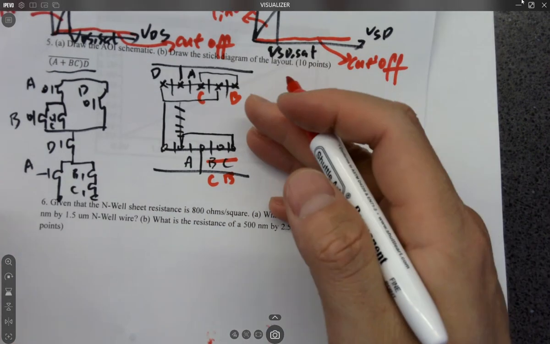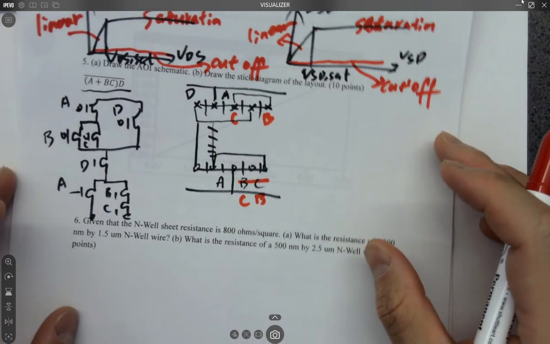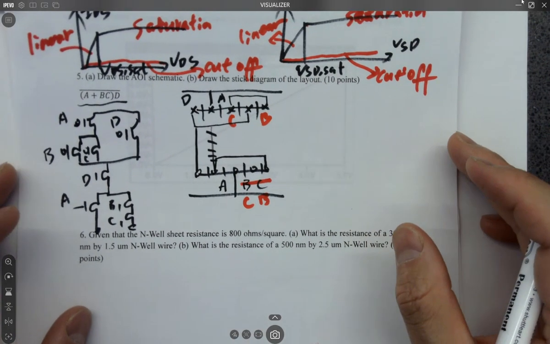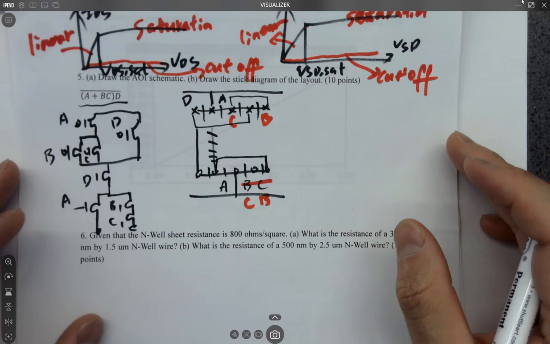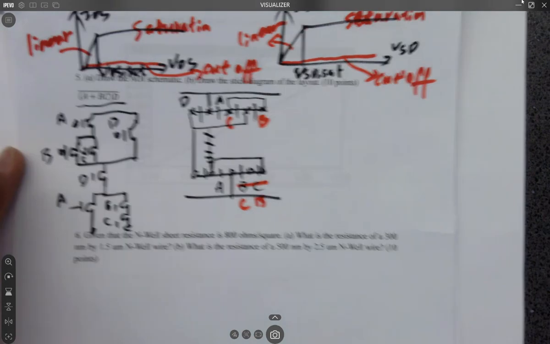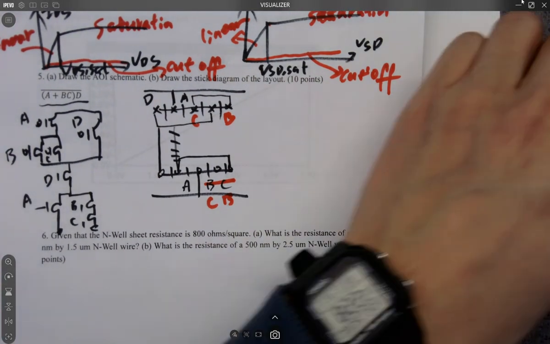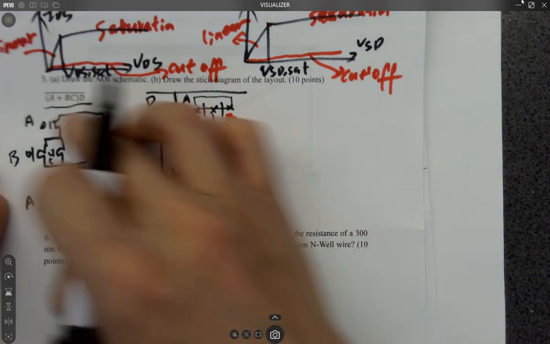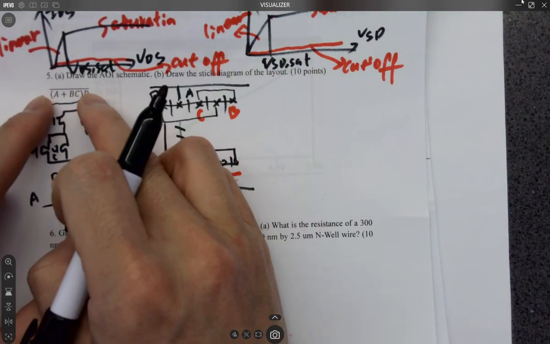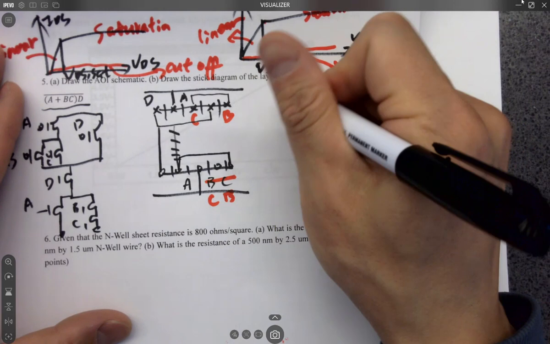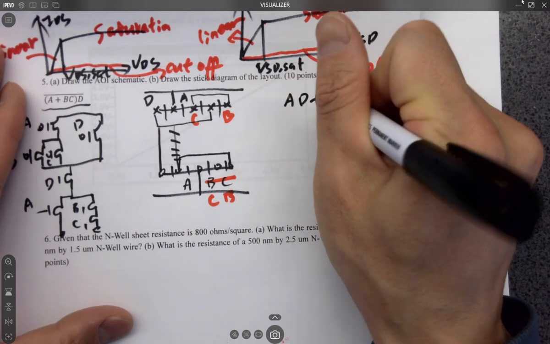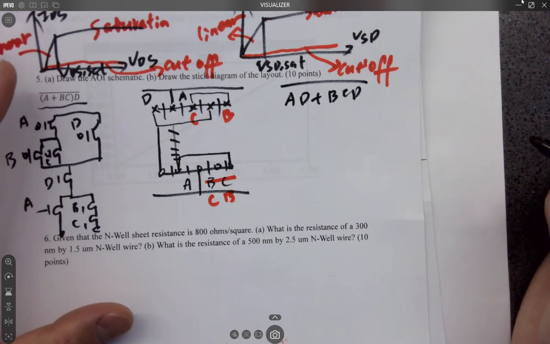Are we done with the stick diagram of this guy? Are any other wires needed? I don't think so. But usually if I see a logic like this, I wouldn't do it this way. I will just combine them first. So I would convert it to AD or BCD first, and we'll make things a lot easier.